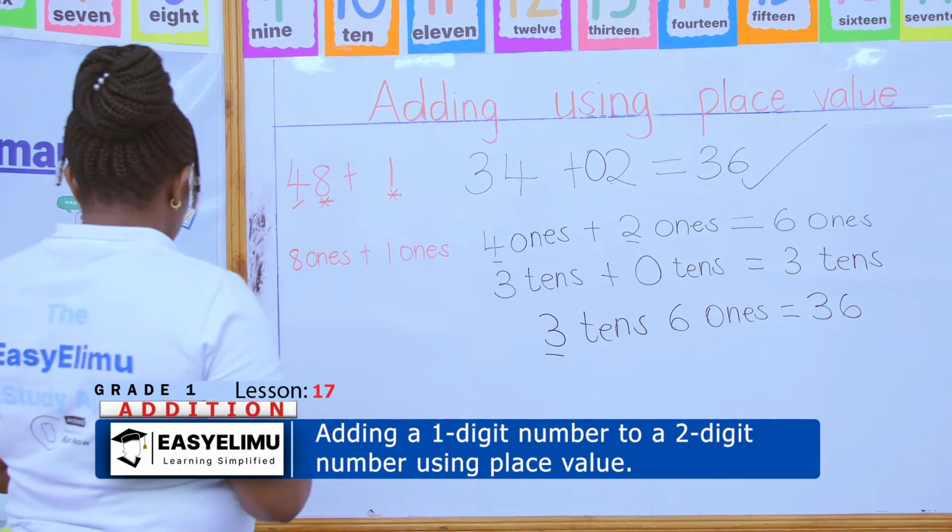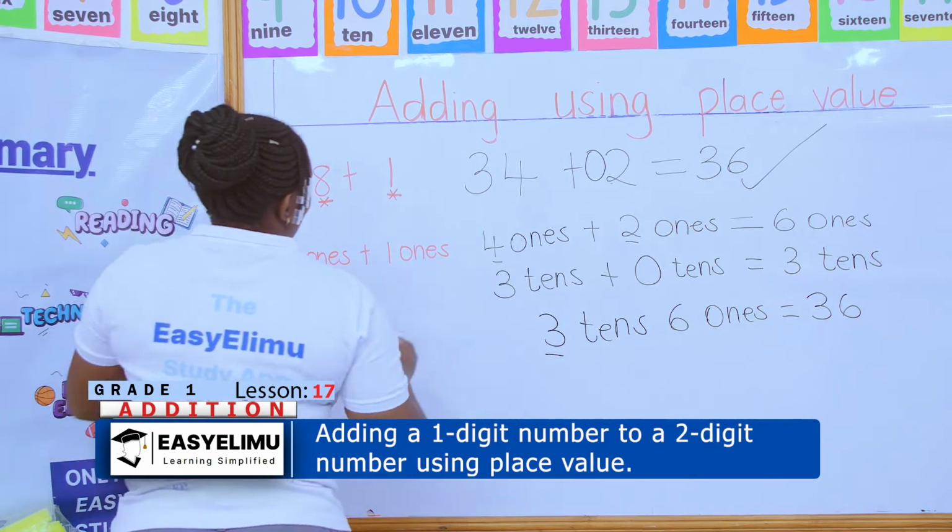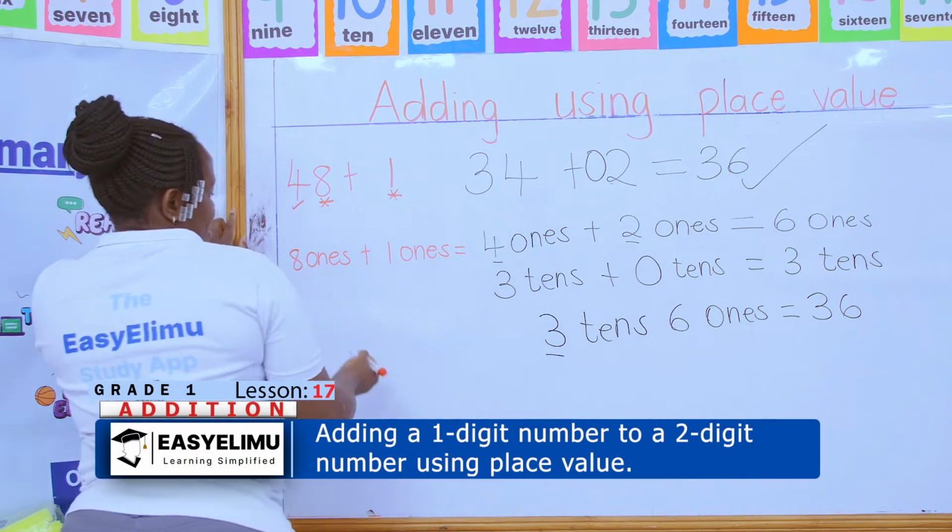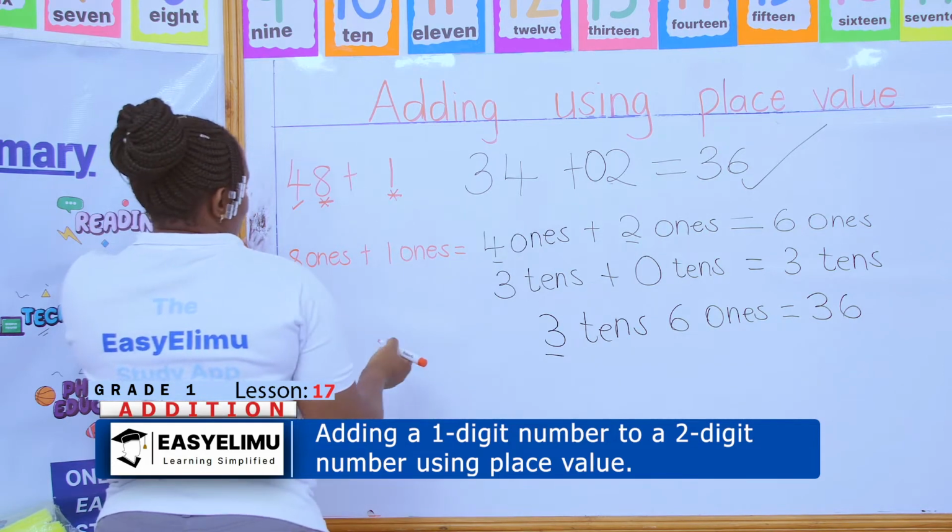So our 8 ones are there. Then we add on the ones. So it's like adding 8 girls to 1 girl. How many will you get?